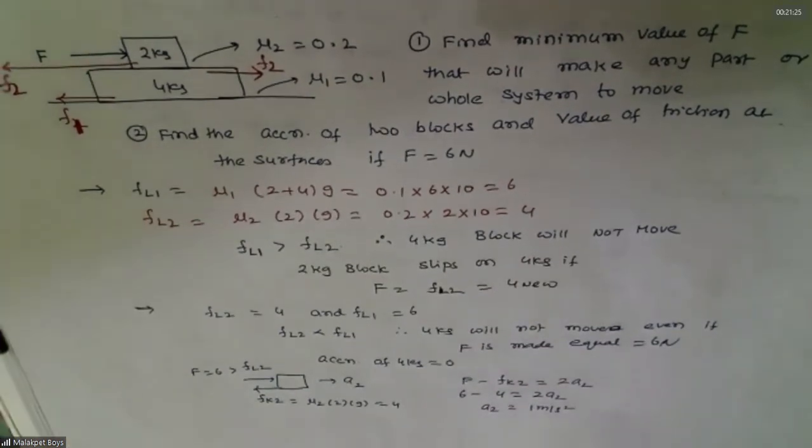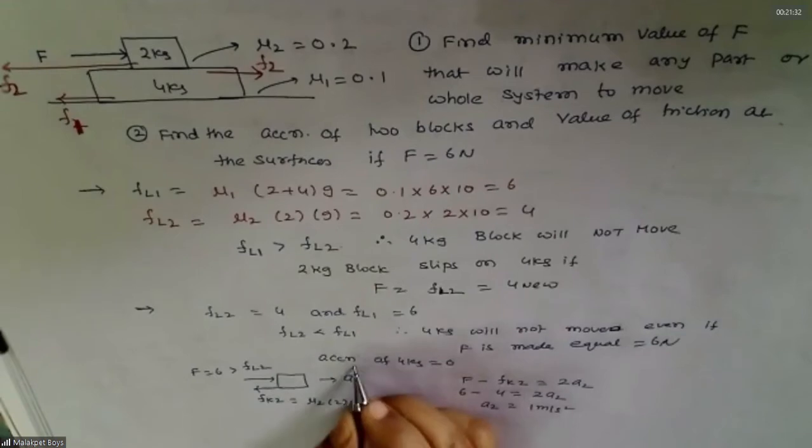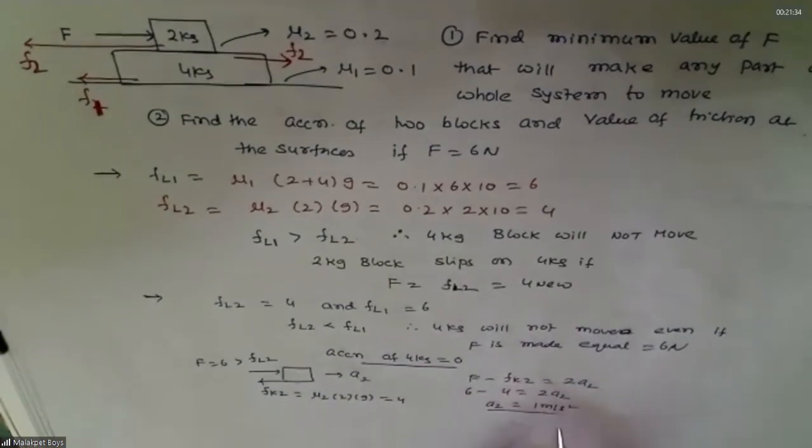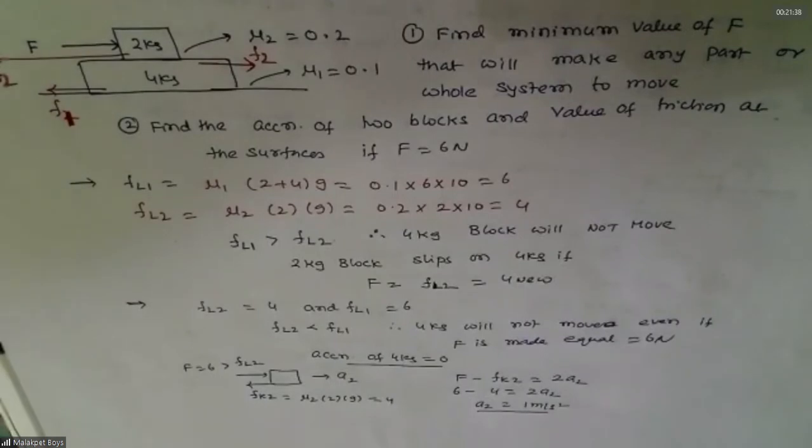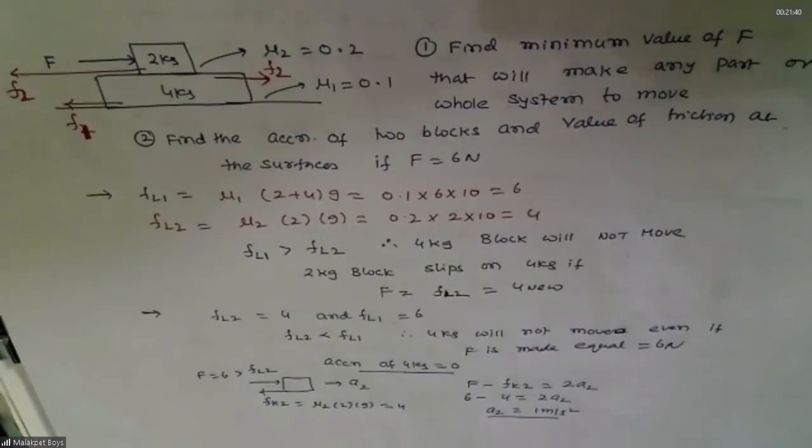Any doubt till here? So you got acceleration of the 4 kg as 0, and the 2 kg is 1 meter per second square. Is it not easy?